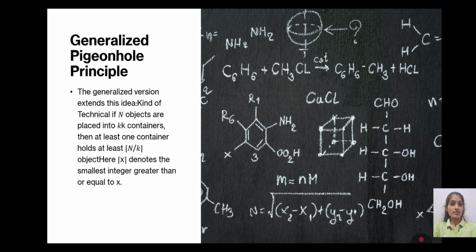Next, generalized pigeonhole principle. The generalized version extends this idea, and is kind of technical. If n objects are placed into k containers, then at least one container holds at least ceiling of n by k objects. Here ceiling of x denotes the smallest integer greater than or equal to x.